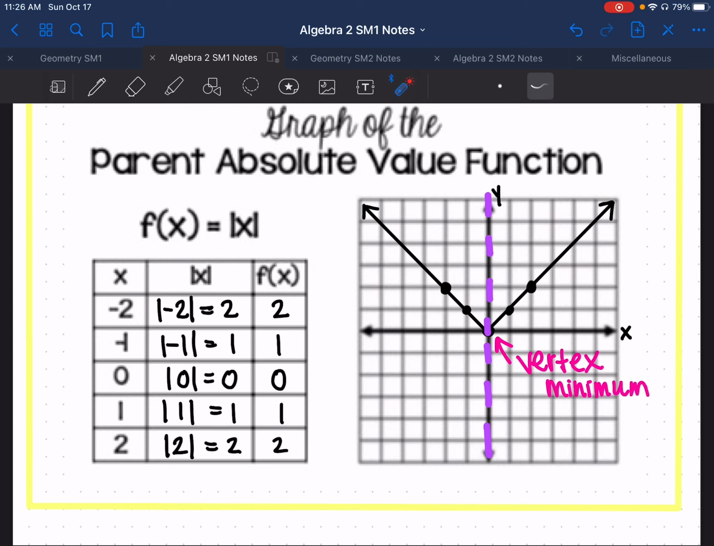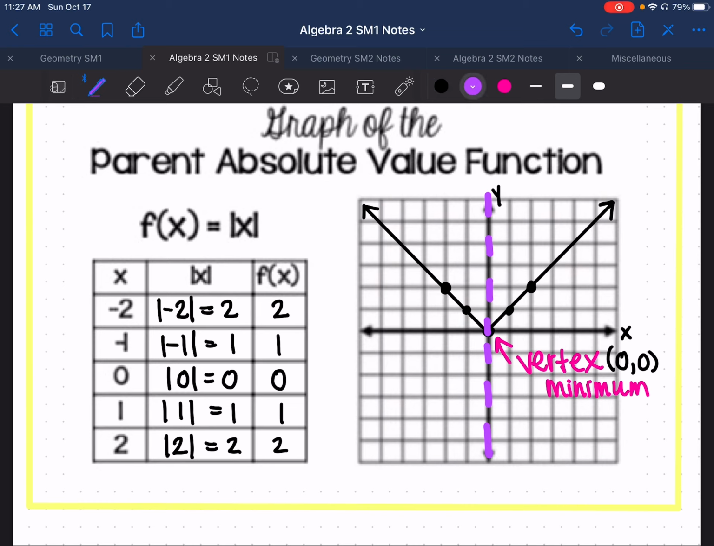But if my graph were flipped upside down, let's say my graph looked like this, then my vertex right here would be considered a max, because my graph is going in a downward direction. My vertex for this one is, of course, the ordered pair 0, 0.